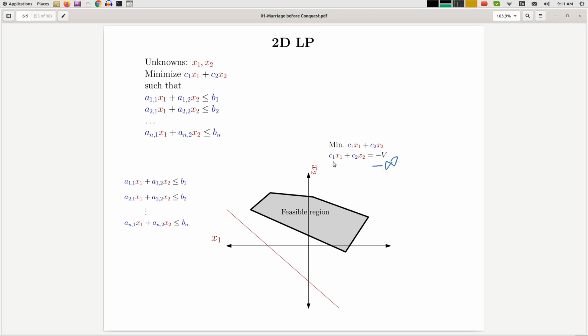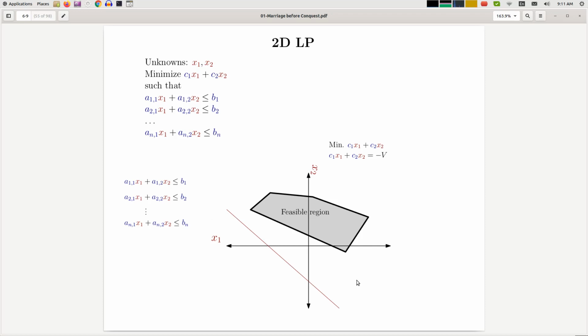So obviously if I can set this to minus infinity, then that's obviously the minimum. But now let's say I'm slightly increasing this, okay? Just to get an intuition what this means. Let's say this is a particular value minus v. What does this represent? c1x1 plus c2x2 equals minus v. Well, that's just an equation of a line, right? So let's say this line.